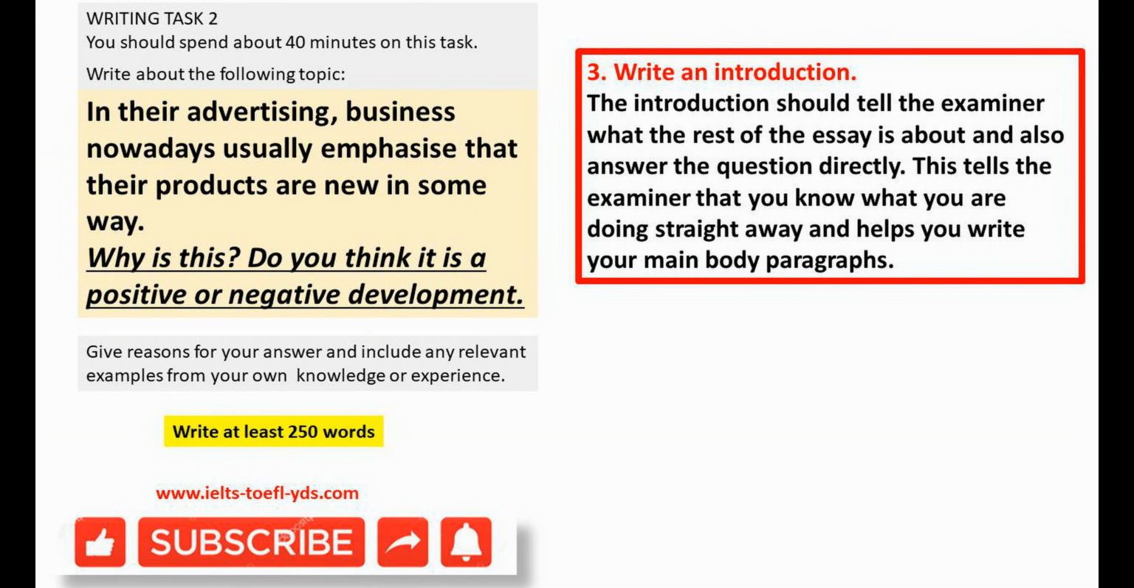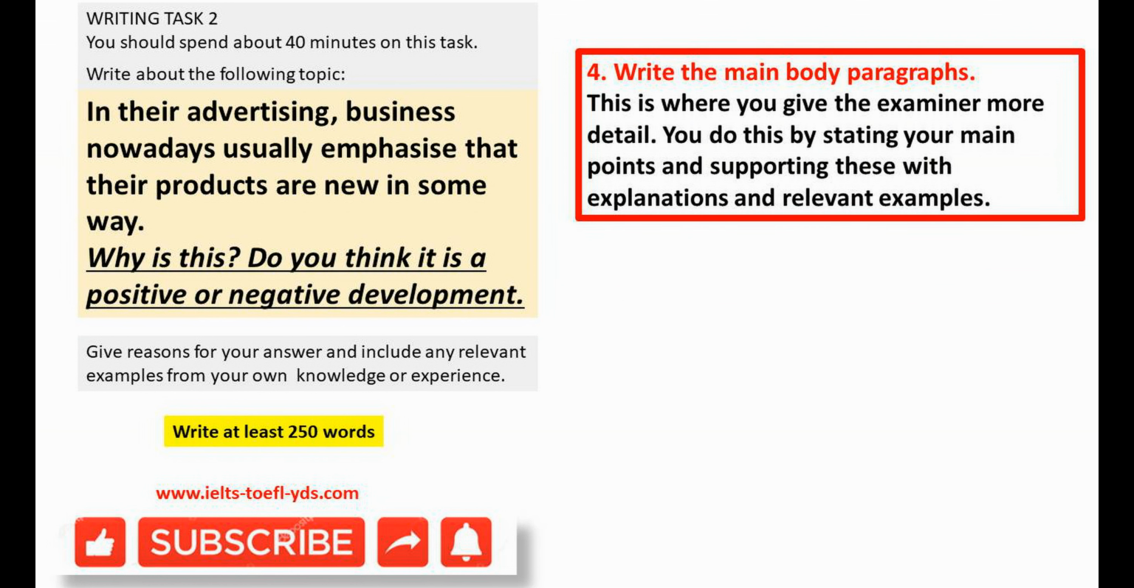3. Write an introduction. The introduction should tell the examiner what the rest of the essay is about and also answer the question directly. This tells the examiner that you know what you are doing straight away and helps you write your main body paragraphs.